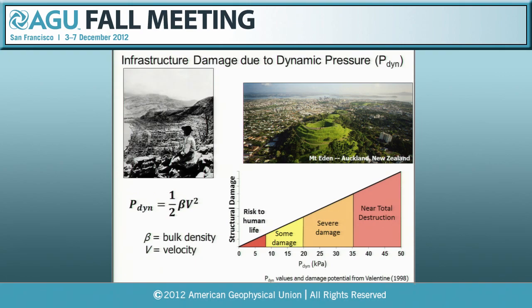I also want to, of course, mention that there is still risk to human life, even in the distal ends of these currents when the dynamic pressure has dropped below structural damage, as illustrated in the eruptions of Mount Pelée and Vesuvius.